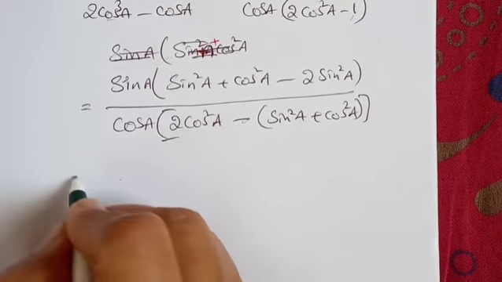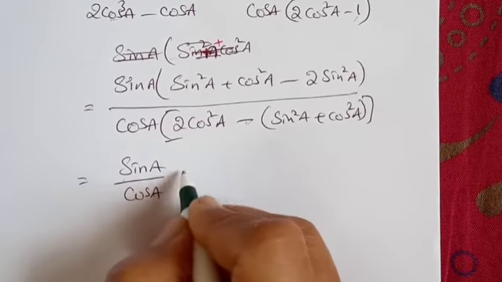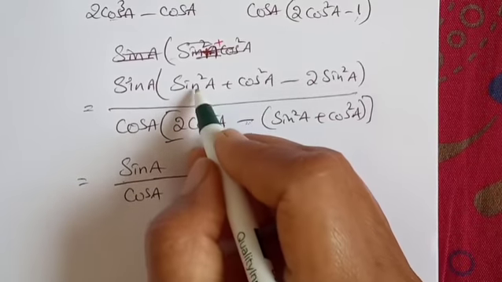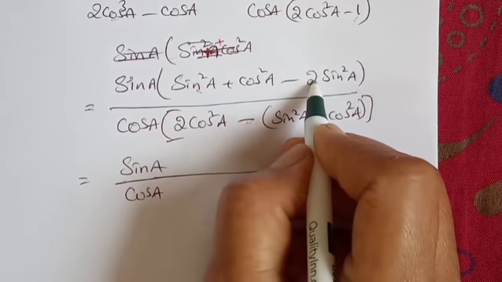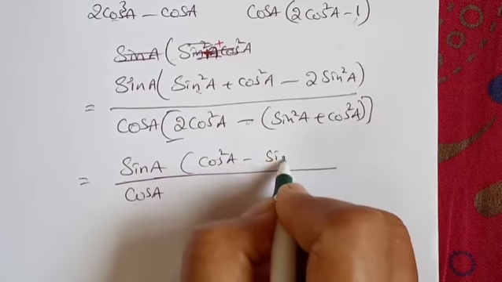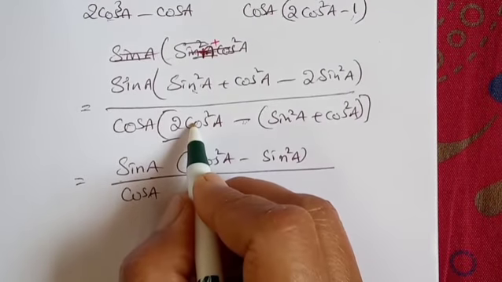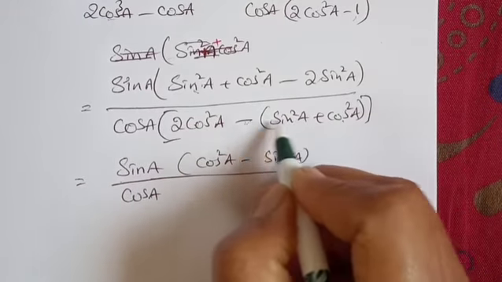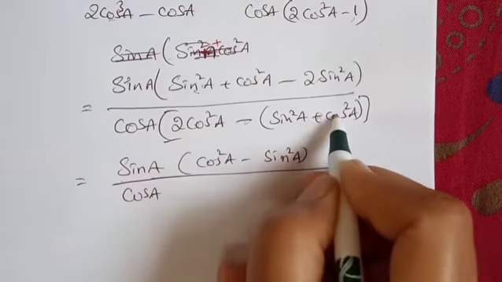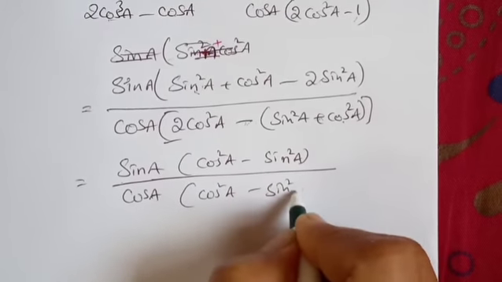Okay. Now here sin A by cos A will remain same. And here sin square A minus 2 sin square A means cos square A minus sin square A. We can subtract, no? And here 2 cos square A minus cos square. When I open the bracket, this becomes negative. So 2 cos square minus cos square A minus sin square A remains.